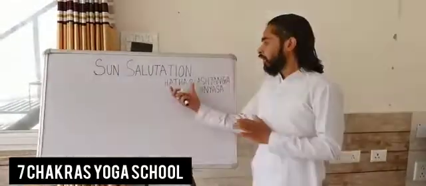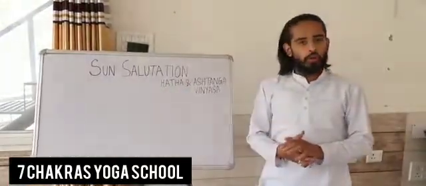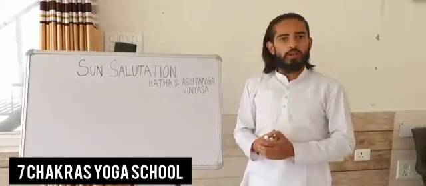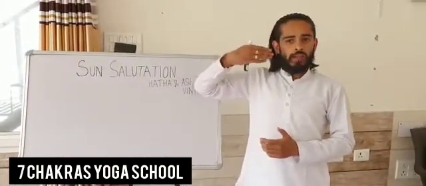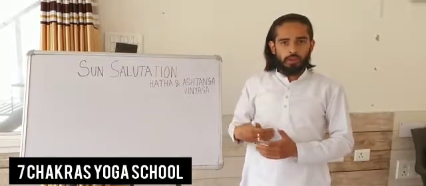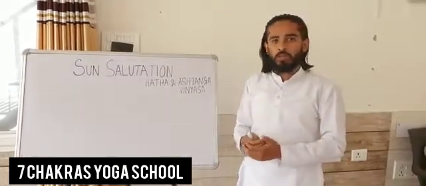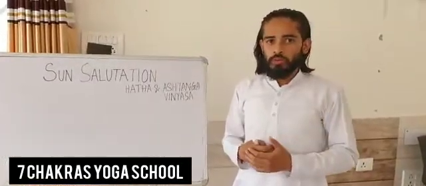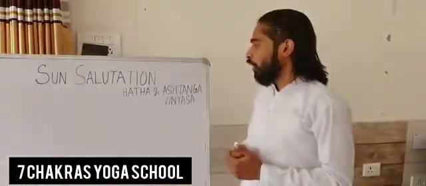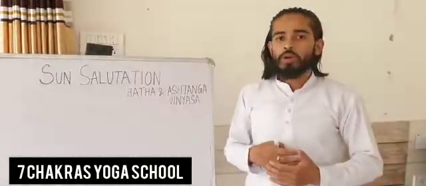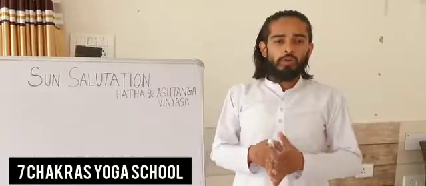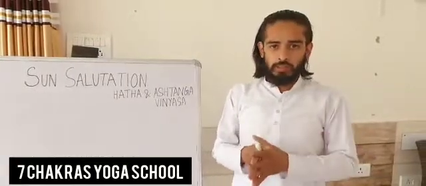Hatha is the combination of the two words Ha and Tha. Ha means solar energy. On our right side, we have our solar energy, which is called the solar channel or the masculine energy. Tha means lunar energy, which we have on the left side of the body. So Hatha yoga is about balancing these two nadis. In Hatha yoga, we mainly practice balancing these two nadis.